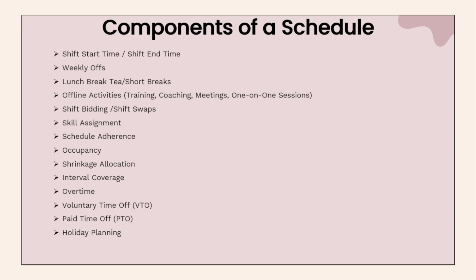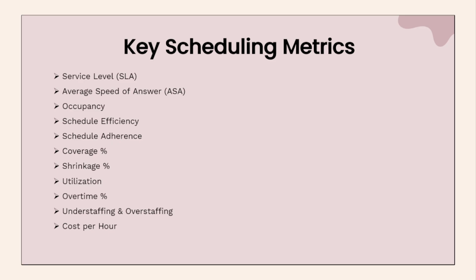So these are some of the components that we need while creating a schedule. When I am creating a schedule, first I will give a start time to an agent, then I will plot a break for that agent, then short breaks, then offline activities. I will request the shift bidding from the TLs for those agents, then skill assignment, their routing profile, their schedule adherence, and occupancy, what floor occupancy is going on. So these are some of the components that we require.